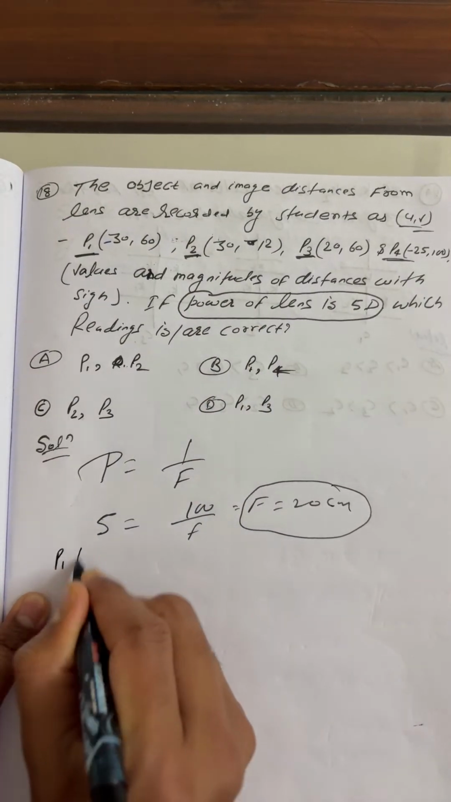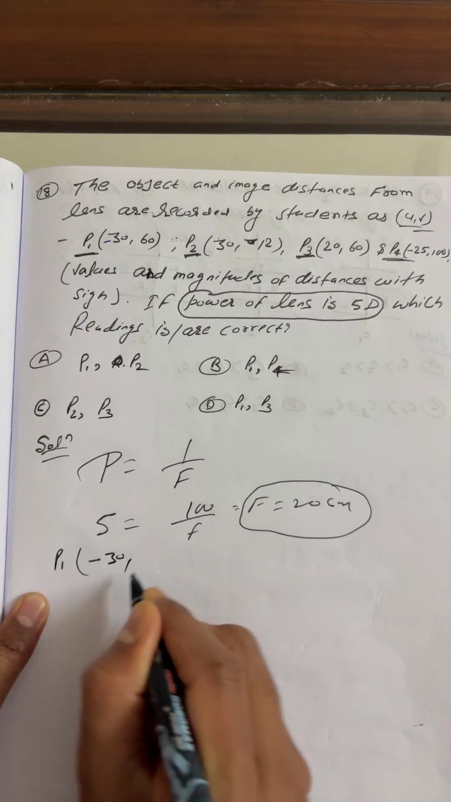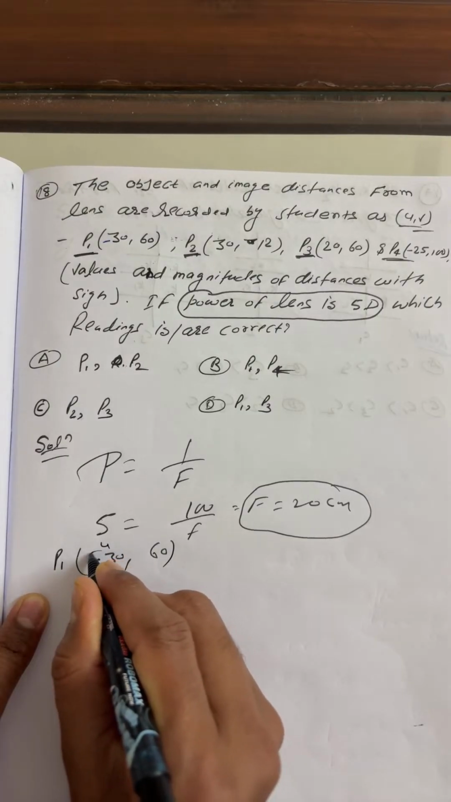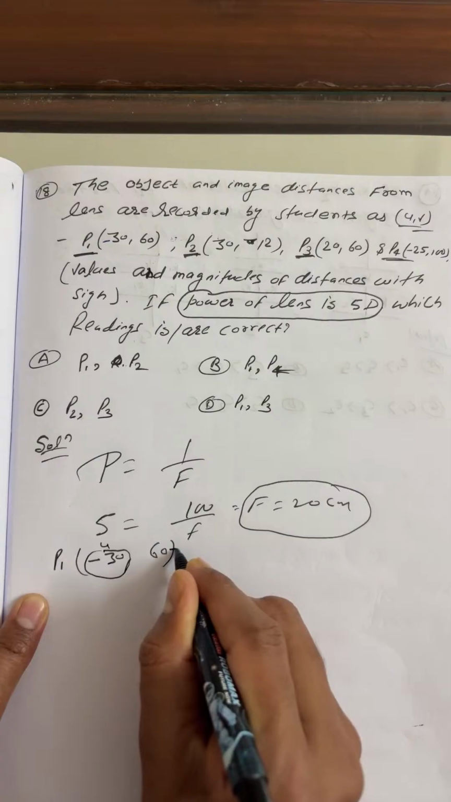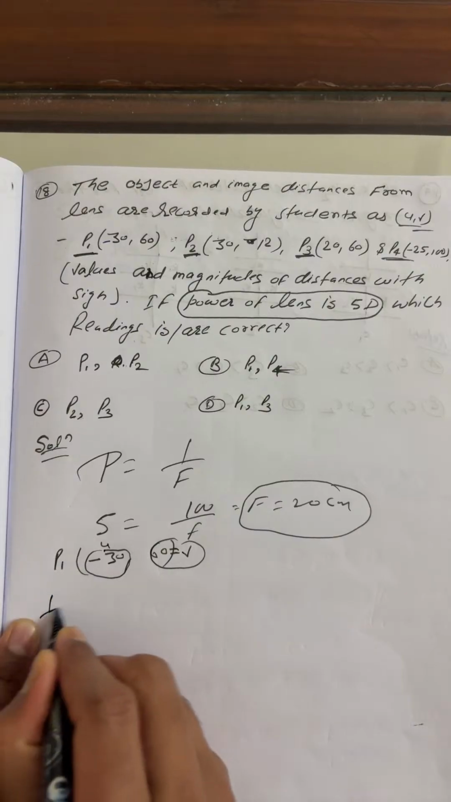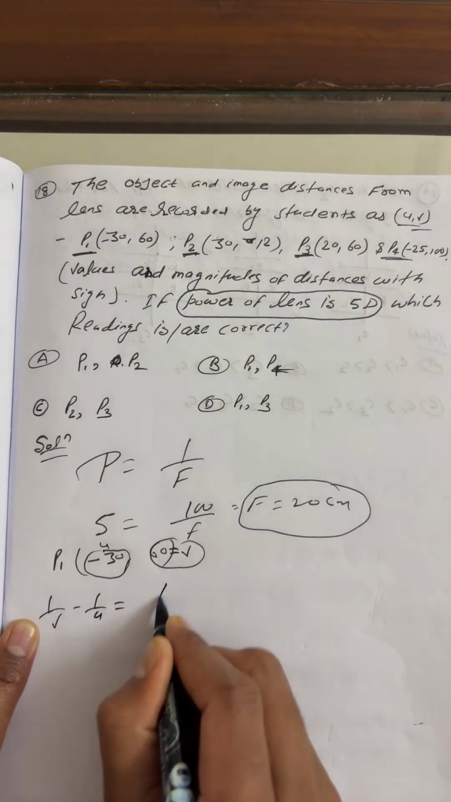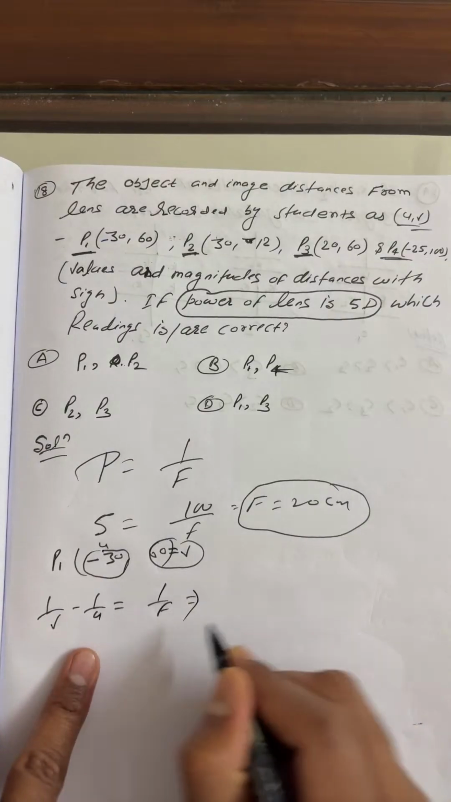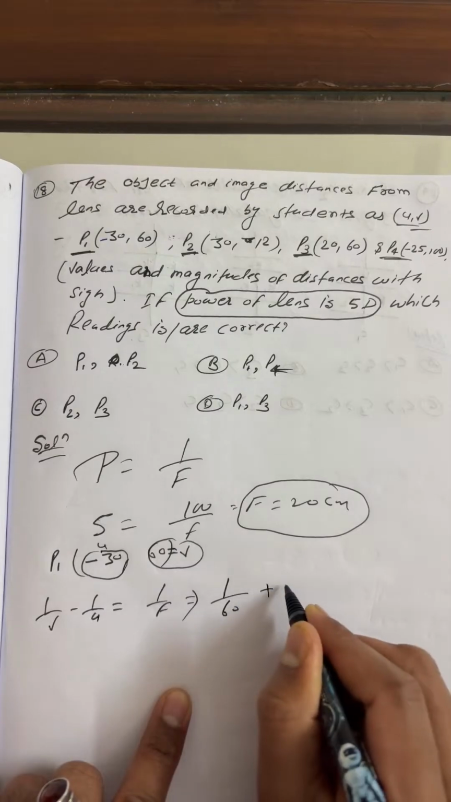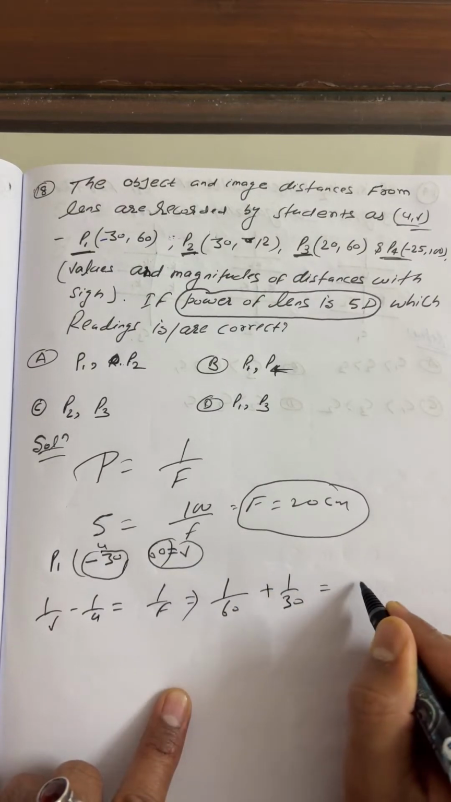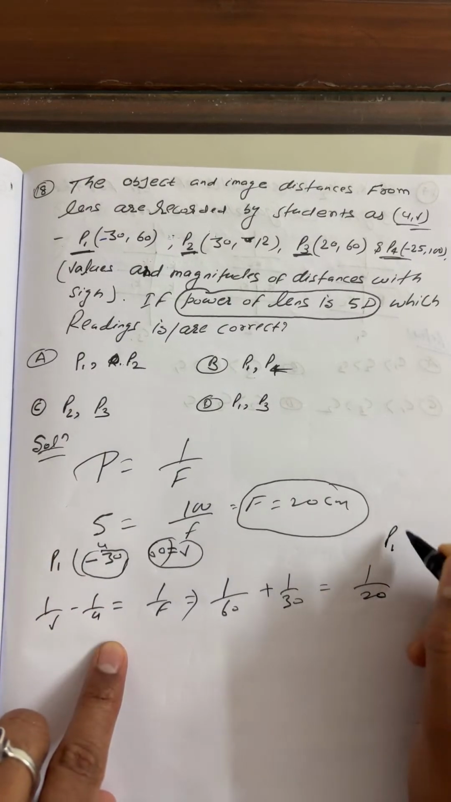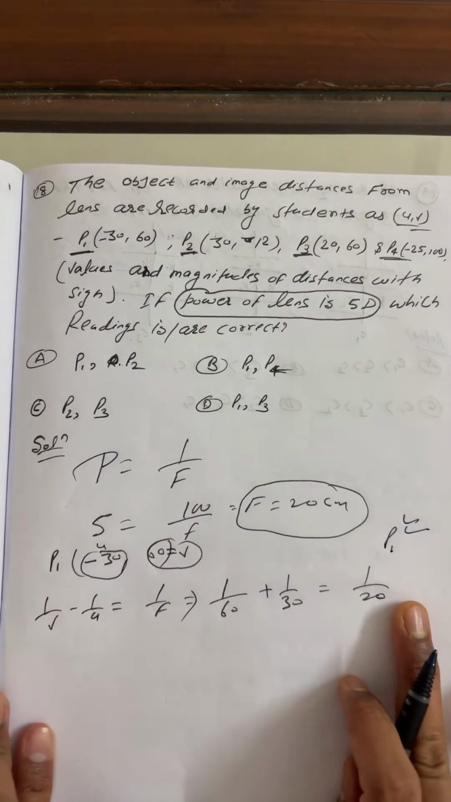Let us suppose I'm considering P1. So P1 is what? U is minus 30, and V I'm considering plus 60. Now students, 1 by V minus 1 by U is equal to 1 by F. So you can write 1 by 60 plus 1 by 30. We are getting 1 by 20, which means focal length 20. So P1 is correct.